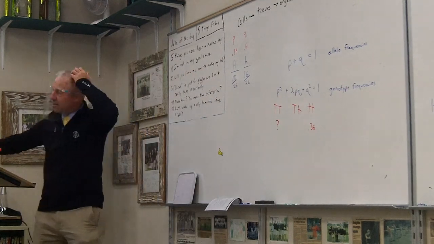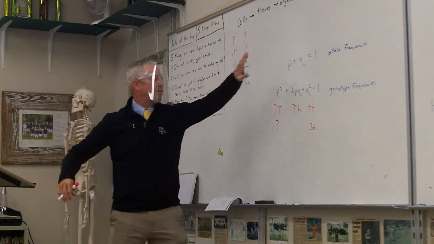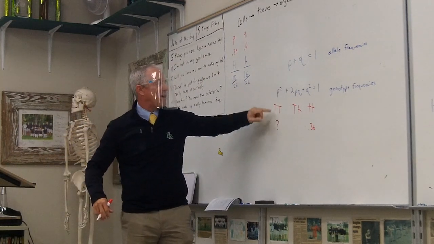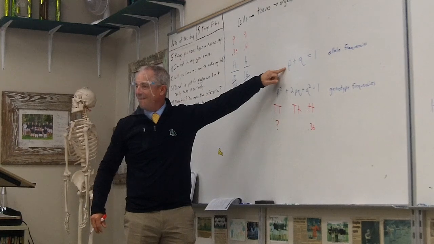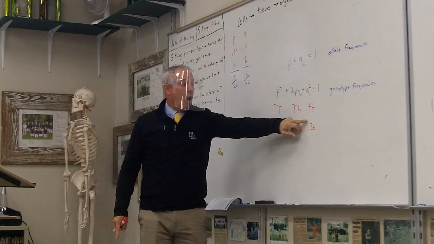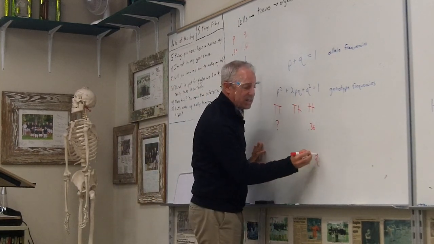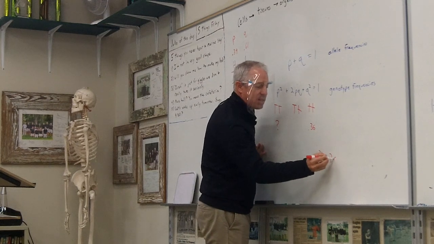How could you do this? They're not giving us any allele frequencies, so how can we figure out P squared if we don't know P? Q squared equals 0.36. If Q squared equals 0.36, what is Q?